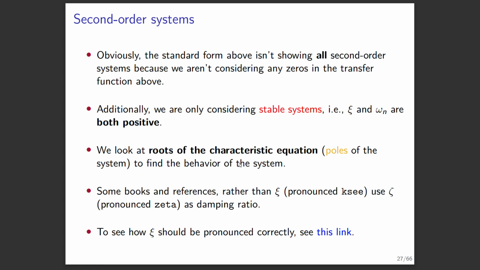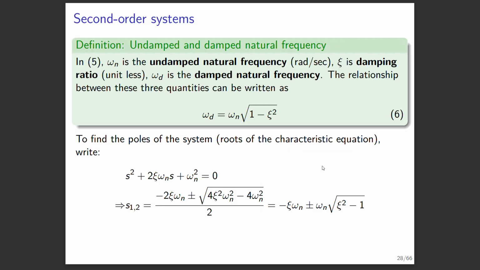We look at the roots of the characteristic equation, which are the poles of the system, and from them we discuss the behavior of the system. Okay, so the first parameter to define is omega n. As we said, there are two parameters for a second order system, xi and omega n. Omega n is the undamped natural frequency. The unit of it is radians per second, and xi is the damping ratio, which is unitless. It's just a ratio.